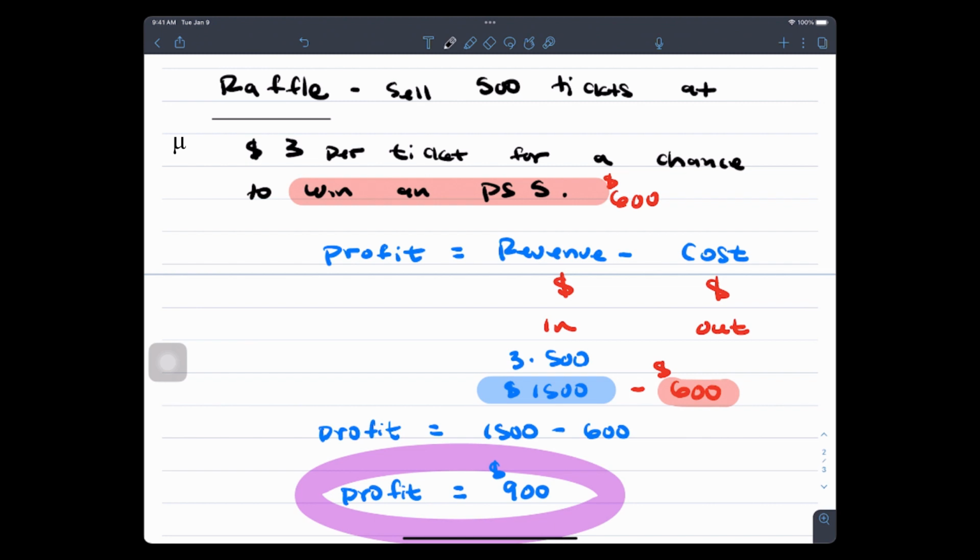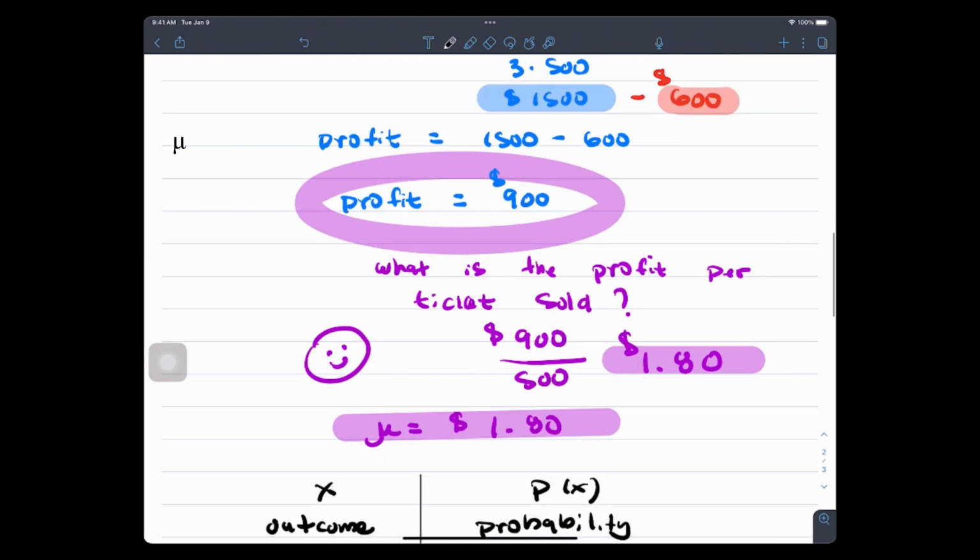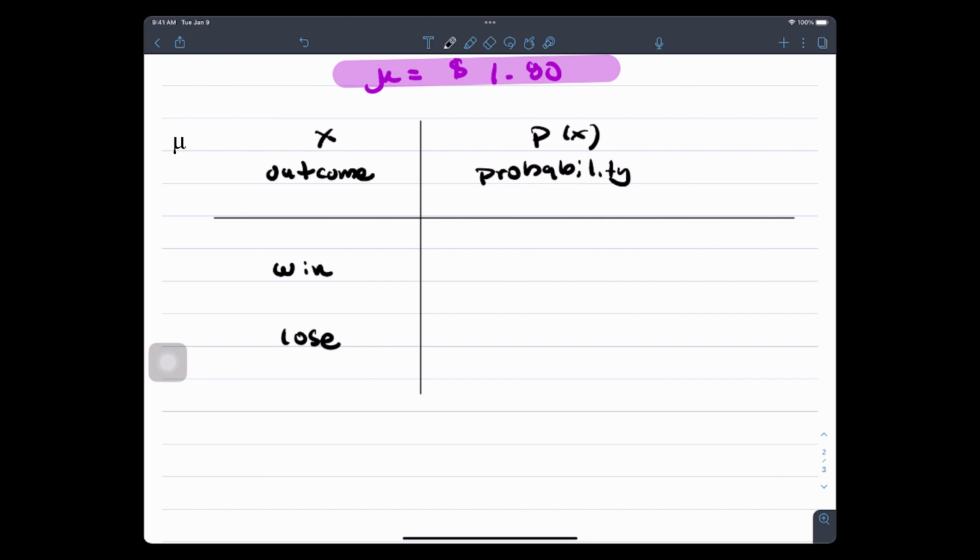What's the probability of winning? How many tickets did you guys sell? 500. How many tickets are the winning ticket in a raffle for a single prize? One. Does that make sense? There's only one PlayStation. So this is one out of what? Good job.